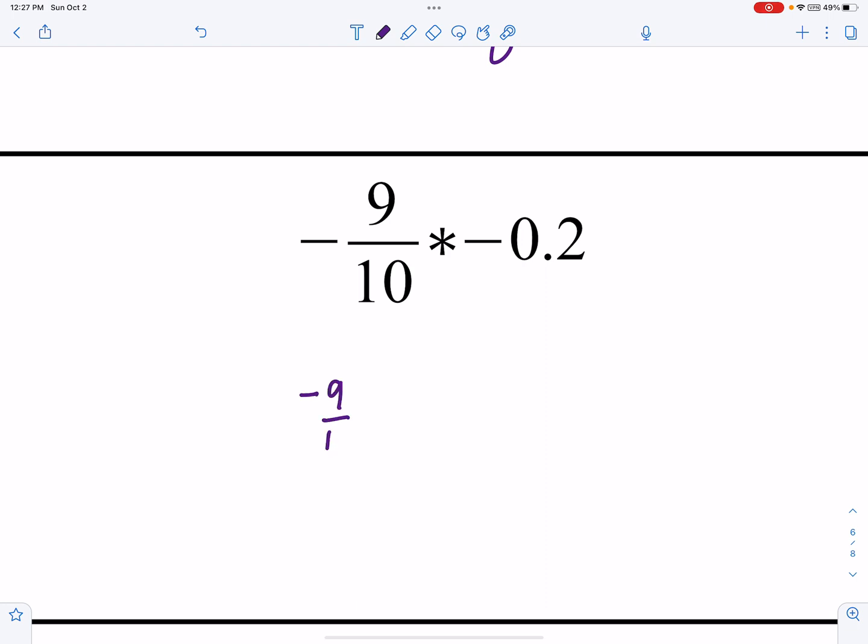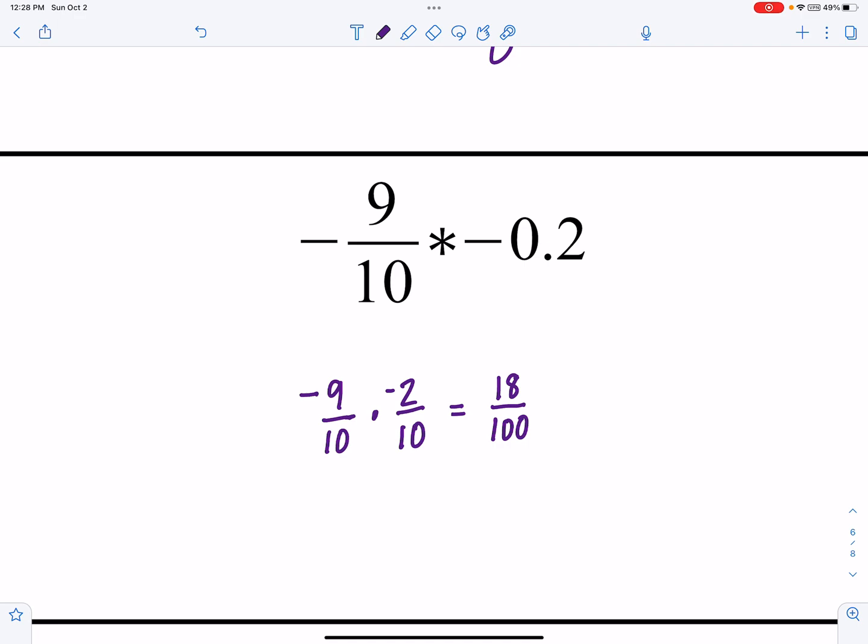I have negative 9/10. I'm going to rewrite it with the negative up in the numerator, times, and that just says negative 2/10. You can see this is super nice to work with, and I can just go ahead and multiply straight across. So 2 times 9 is 18. And we end up with 10 times 10 is 100.